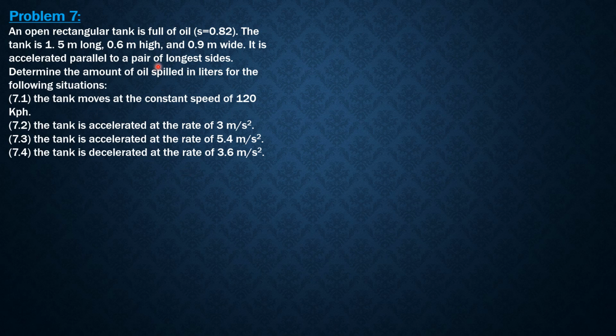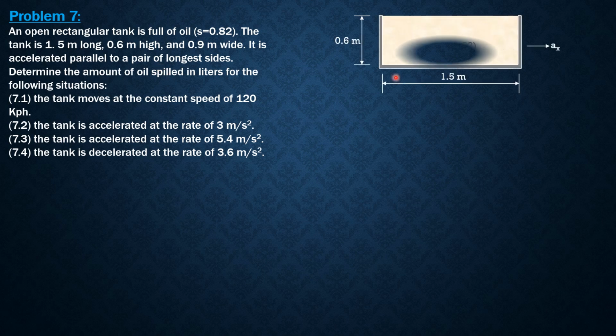So first, let's draw the details of the tank, including the content. So 1.5 meters long, 0.6 meters high. And this is the oil. So assuming acceleration is positive rightward, negative if decelerated, so it's leftward acceleration. That's the other way around.